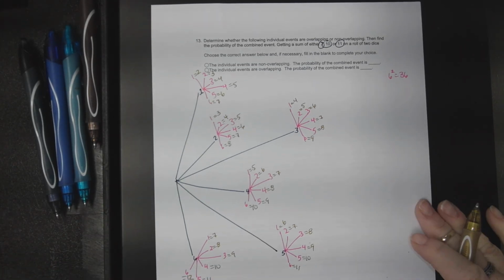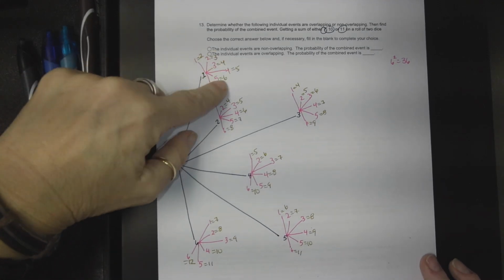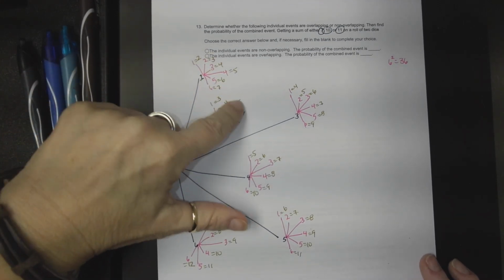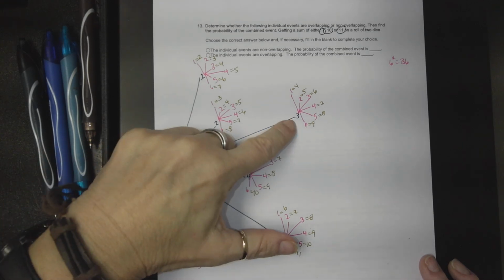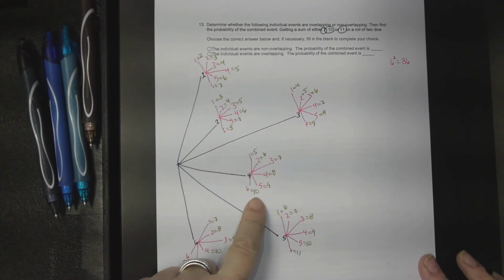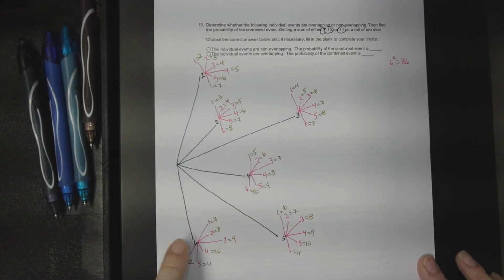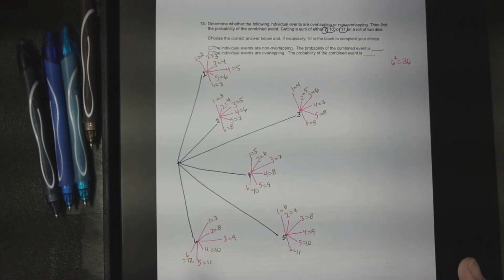Okay. So up here we start with 2. On the 1, we start with 2 and we go to 7. On the 2, we start with 3 and we go to 8. On the 3, we start with 4 and we go to 9. On the 4, we start with 5 and we go to 10. On the 5, we start with 6 and we go to 11. On the 6, we start with 7 and we go to 12.